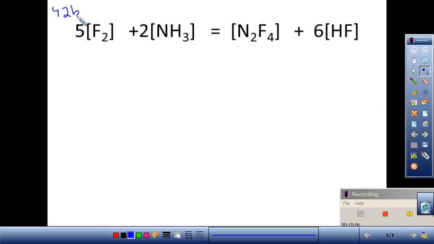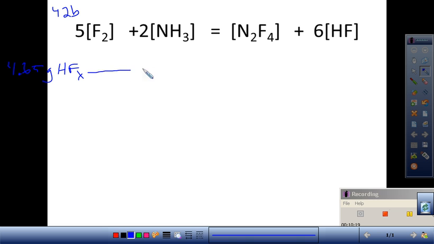Alright, letter B, the 42B. Starting off with 4.65 grams of hydrogen fluoride, HF. Now I don't want that, so I'm going to put it down here. Now I can always change grams to moles. That's the only thing I can change grams to is moles. Now grams to moles is always 1 mole. And then what's the mass? Well, fluorine is 19. Hydrogen is 1. So I add those together. I have 20 grams for 1 mole.